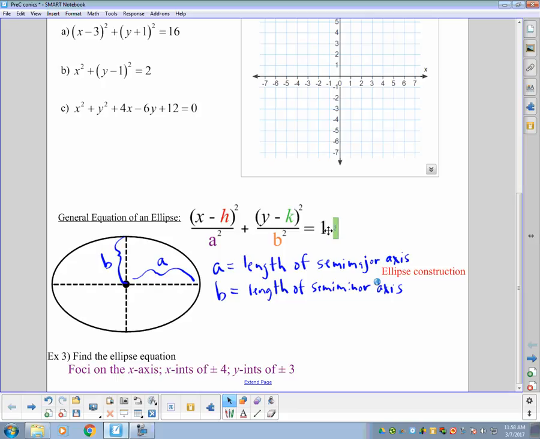So semi means half, right? And major is the longer of the two on the ellipse here. And then the minor is the shorter of the two. Okay? So A and B could switch if that ellipse were turned so that it's longer vertically. Okay, and then H and K represent the center.